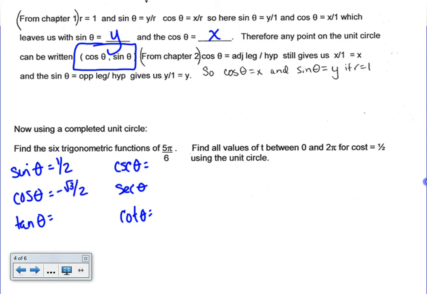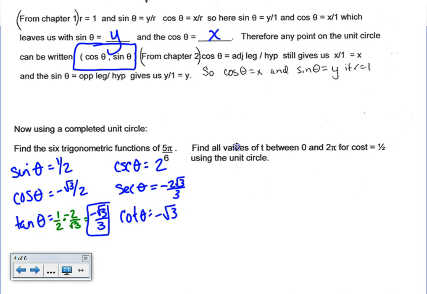Now tangent, remember, is sine divided by cosine. So if I took 1/2 and divided it by negative square root of 3 over 2, that would be like multiplying by its reciprocal. So the 2's would cancel, and if I rationalize my denominator, I'd get negative square root of 3 over 3. Then cosecant is the reciprocal of sine, so it's 2. Secant is the reciprocal of cosine, so again, if I flip it and then rationalize, I have negative 2 square root of 3 over 3. And then cotangent, remember this was negative 1 over square root of 3, so if I just flip that, I get negative square root of 3.